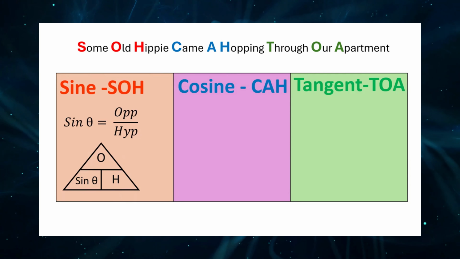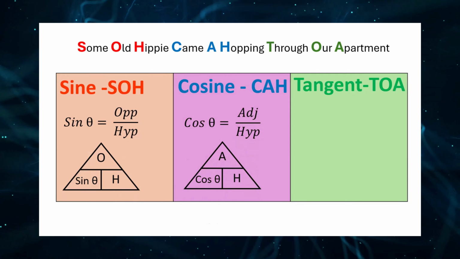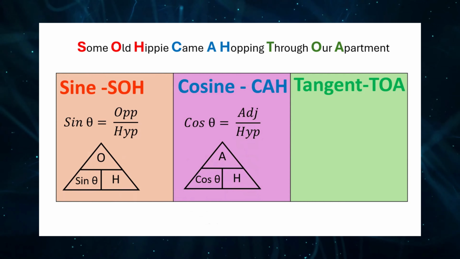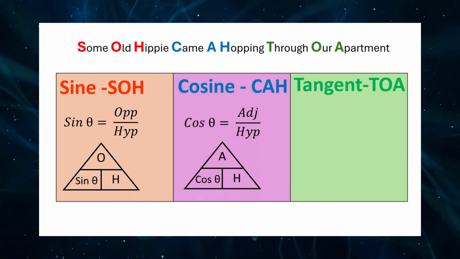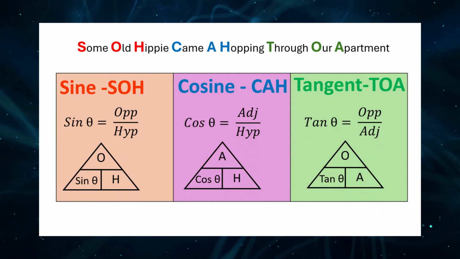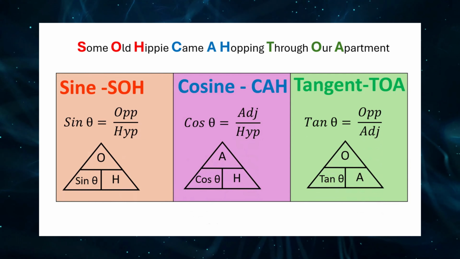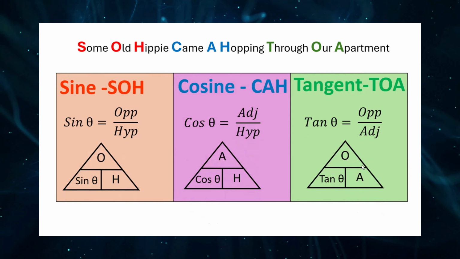Now, as it comes to the cosine ratio, the cos of an angle is equal to the adjacent side divided by the hypotenuse. And another triangle there to concise that information. And the tangent ratio, we're talking about the tan of an angle will always be equal to the opposite side divided by the adjacent side.